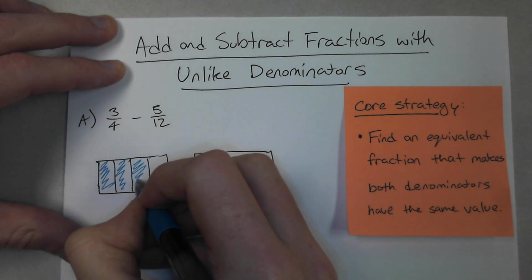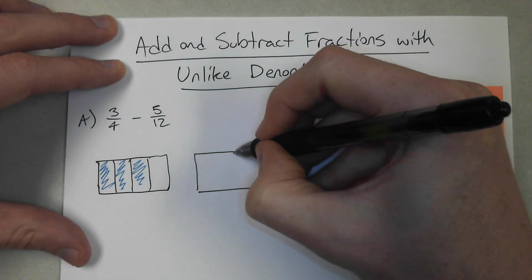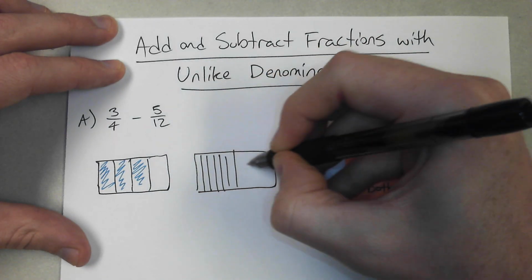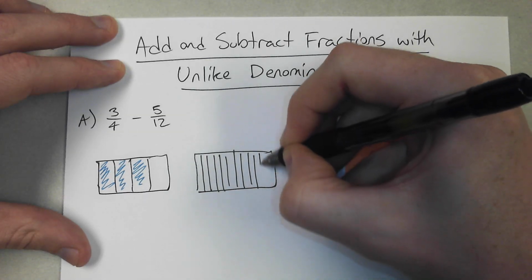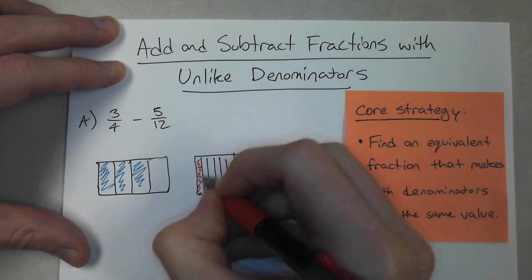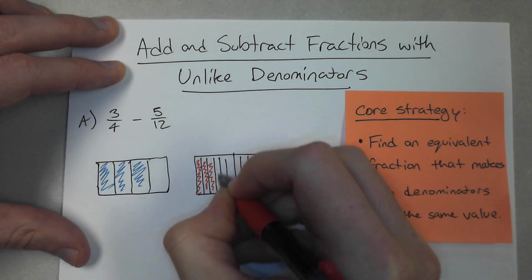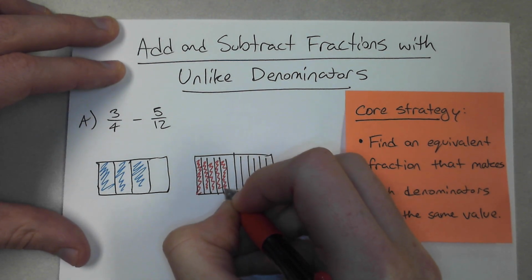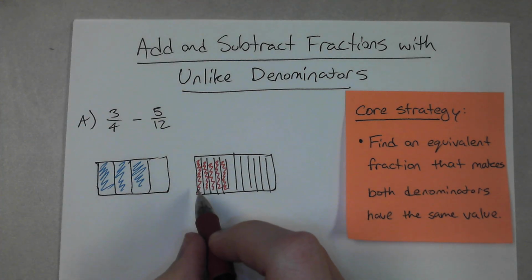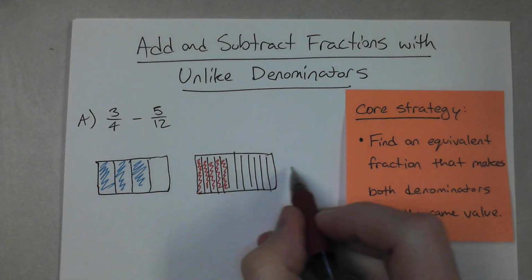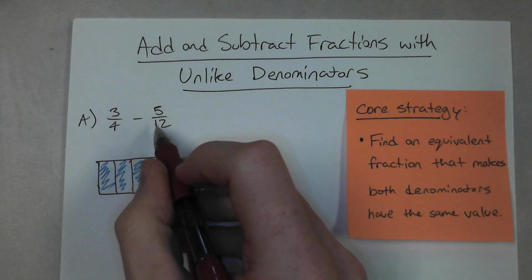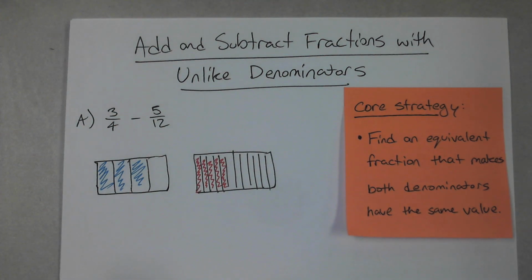Three boxes out of 4 represents 3/4. Five boxes out of 12 represents 5/12. To get an equivalent fraction, we will split one of these shapes. If I split this shape, I'm going to get an even smaller number of divisions, which is going to make my denominator have a greater value. So I need to split the other side.